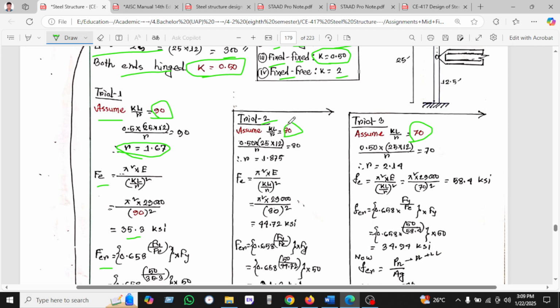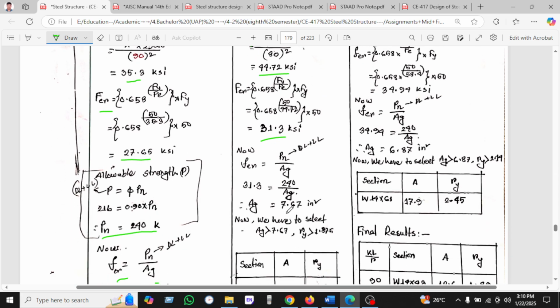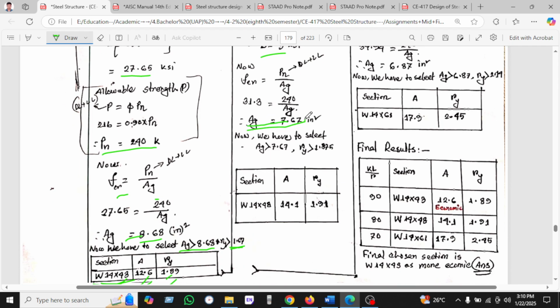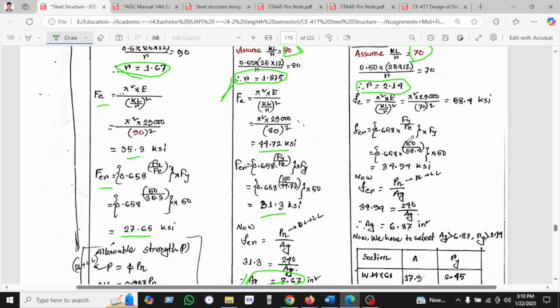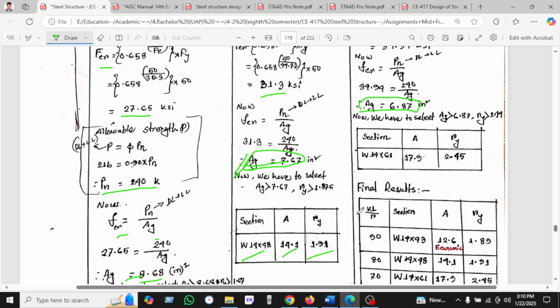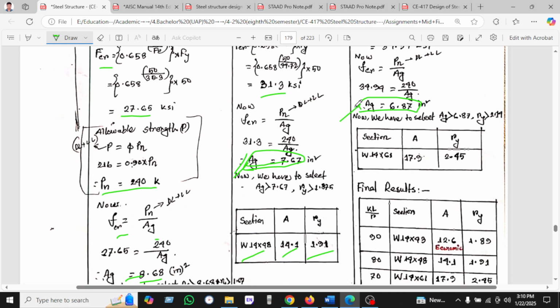For the second trial we take 80, and in the same way we calculate and find the r value, Fe, and Fcr, and putting in the values, the area is found. So if we find the two parameters, r and area, then we take another section from the AISC manual where the A value and r value are greater than these values. The same way we take trial 3 and find the r value 2.14, and putting in this way Fcr and Ag is found 6.87. So now we go to the AISC manual, where r is greater than 2.14 and Ag equal to 6.87, and select this member.